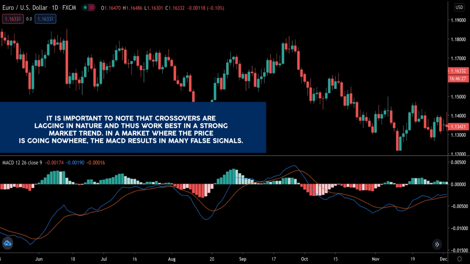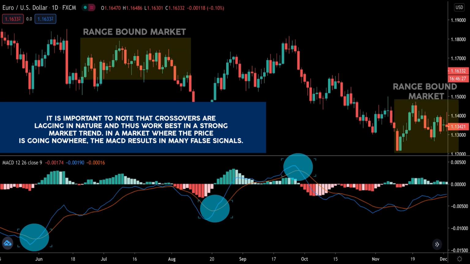It is important to note that crossovers are lagging in nature and thus work best in a strong market trend. In a market where the price is going nowhere, the MACD results in many false signals. It is intended to keep you on the right side of the market. I will show you how you can better use this powerful indicator shortly, so make sure to keep watching.